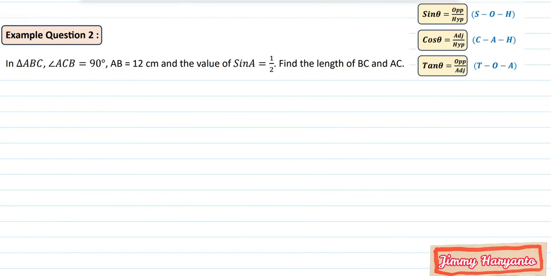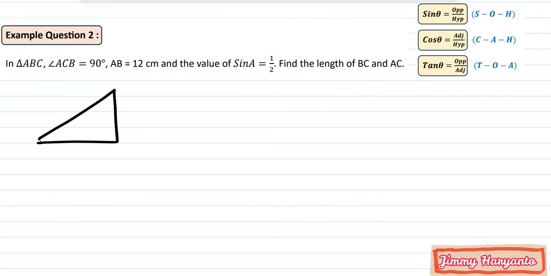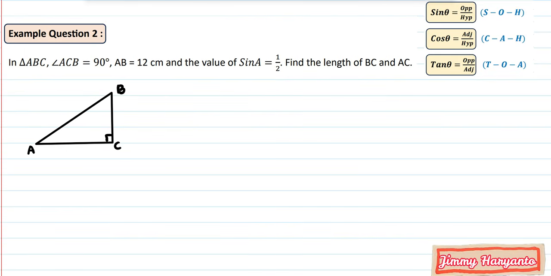Okay, next is example question 2. In triangle ABC, angle ACB is 90 degrees. Draw it first. Okay, it's like this, and then AB equals 12, and the value of sine A equals a half. So the question wants you to focus on the angle A. Angle A is right here. Let's label it first. This one is the opposite, this one is the hypotenuse, and this one is the adjacent.